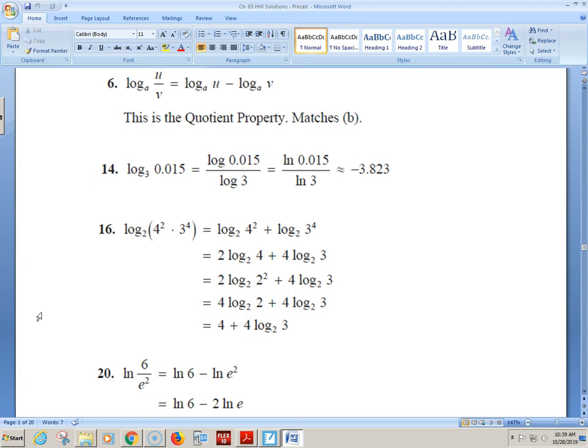Number 14. You guys are just changing the base, except, did anybody get confused on these directions? Nobody? Did they tell you what to change it to, or just change it? I know you said to change it. It just said to change it, which was kind of weird, because then some of you, hopefully, were like, change it to what?